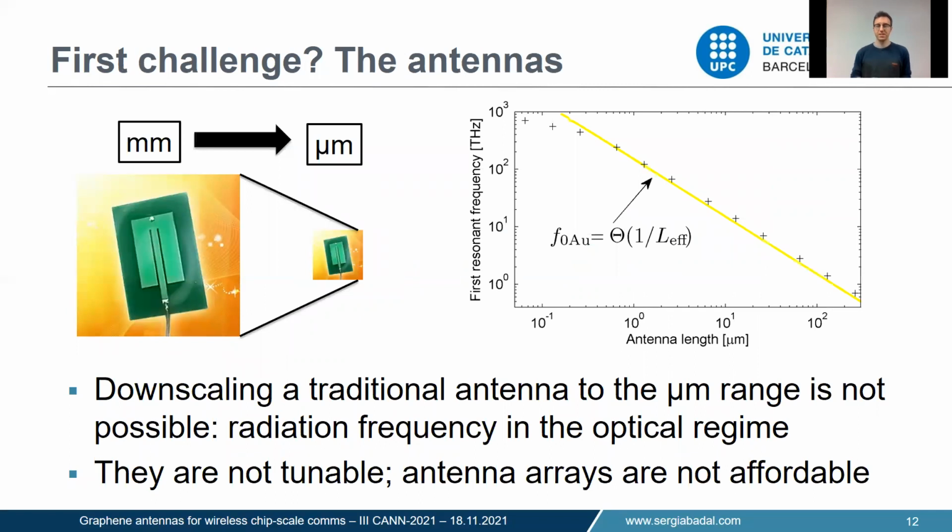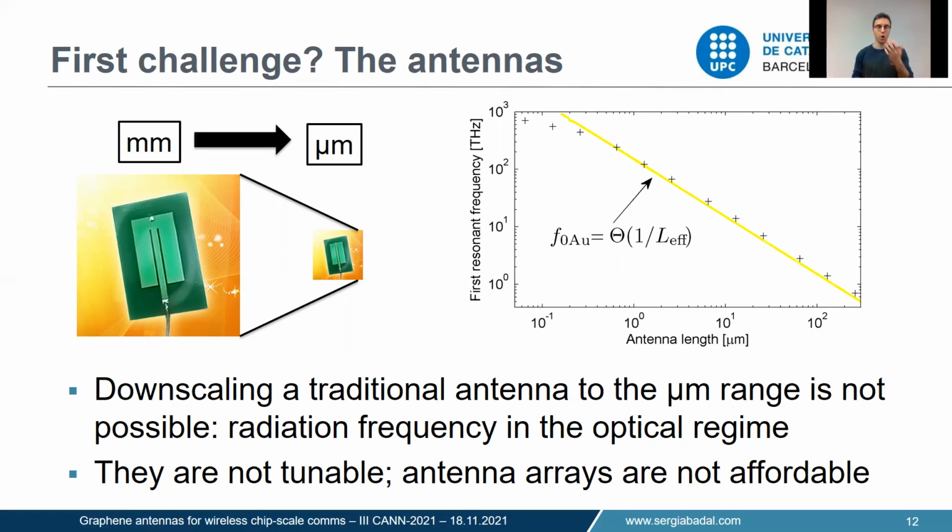So what is the main impediment for not implementing this already? The antennas, right? One of the first problems is that when you try to integrate an antenna on chip, it's the size, right? The size of a resonant antenna scales inversely proportional to the length of that antenna. So if we want to have very small antennas, we need to go very high in frequency. And generally, this relation is quite known.